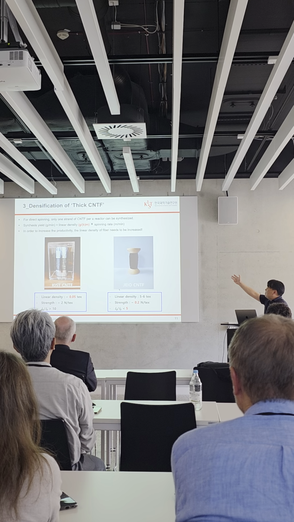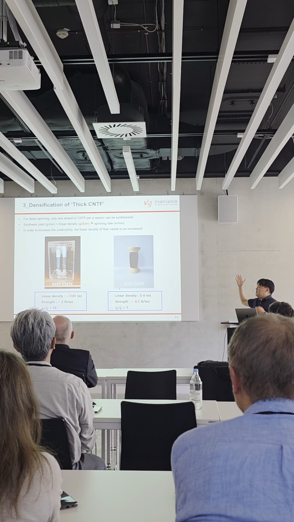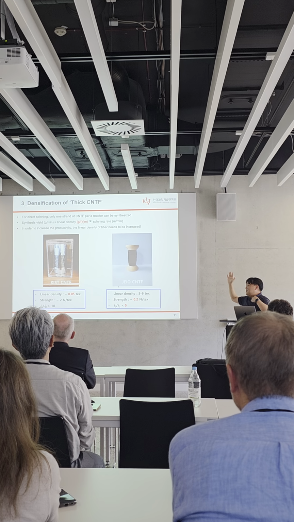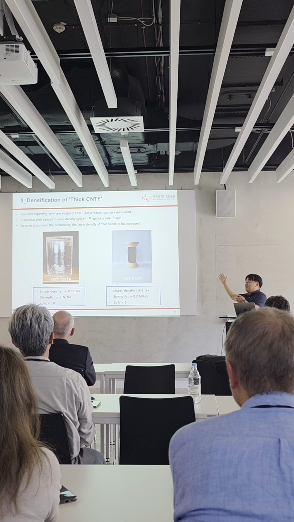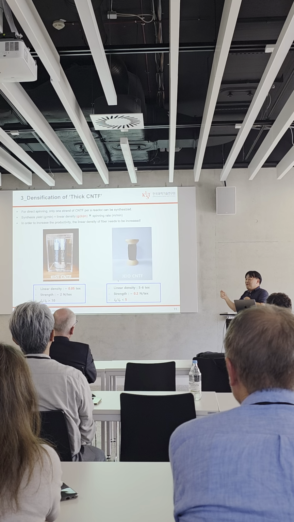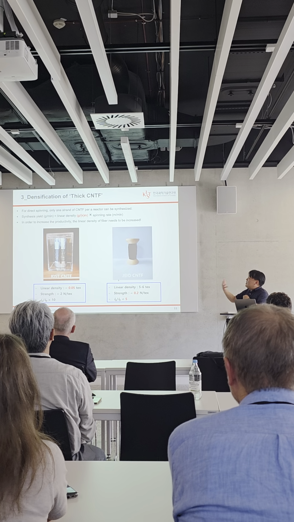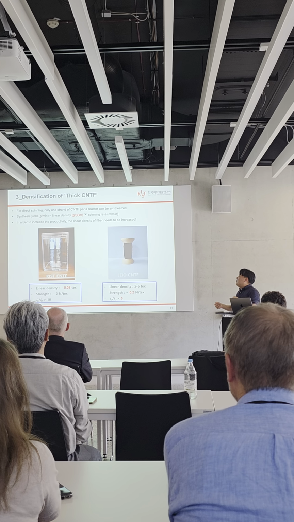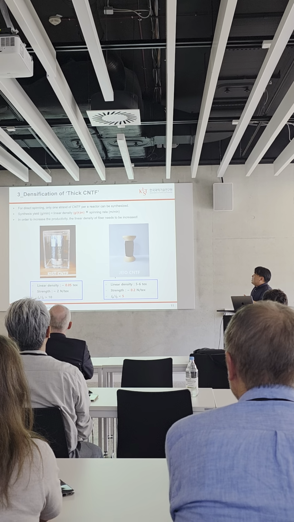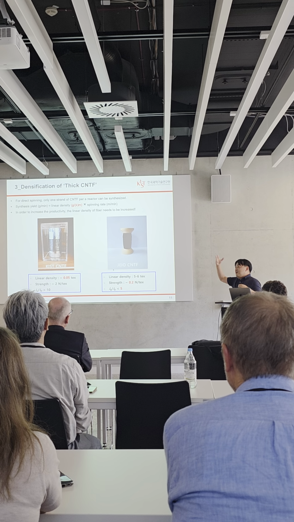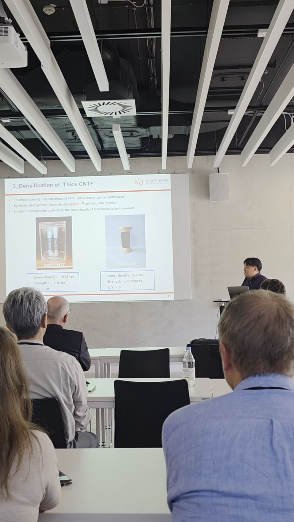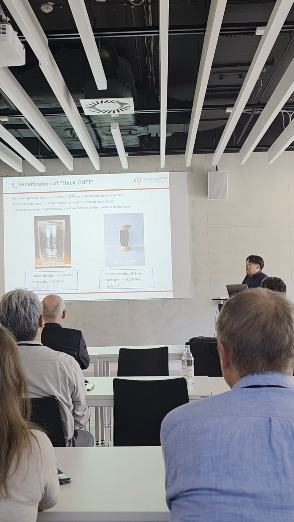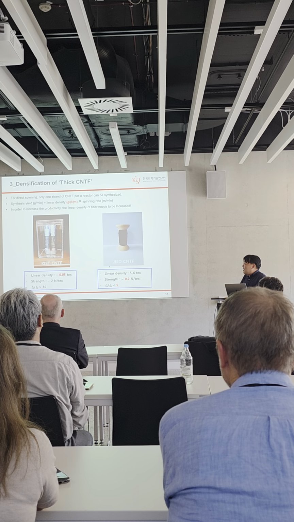The problem of direct spinning is that it's very fast, but it can only produce one strand of fiber. So in order to increase productivity, the linear density or spinning rate should be increased. But the spinning rate is directly related to the residence time of the reaction, so it cannot be increased too high.